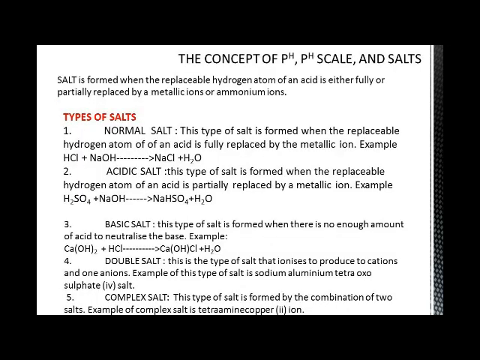Now, the concept of salt. Salt is formed when the replaceable hydrogen atom of an acid is either fully or partially replaced by a metallic ion or ammonium ion. We have different types of salt. First, we have the normal salt. A normal salt is said to be formed when the replaceable hydrogen ion of the acid is completely replaced by the metallic ion, whether it's from the base or from just a single existing metallic ion.